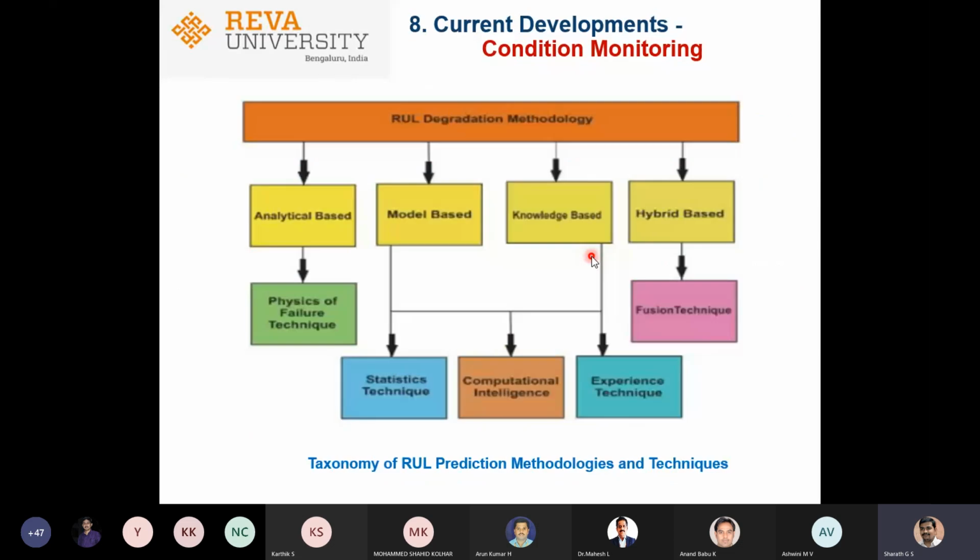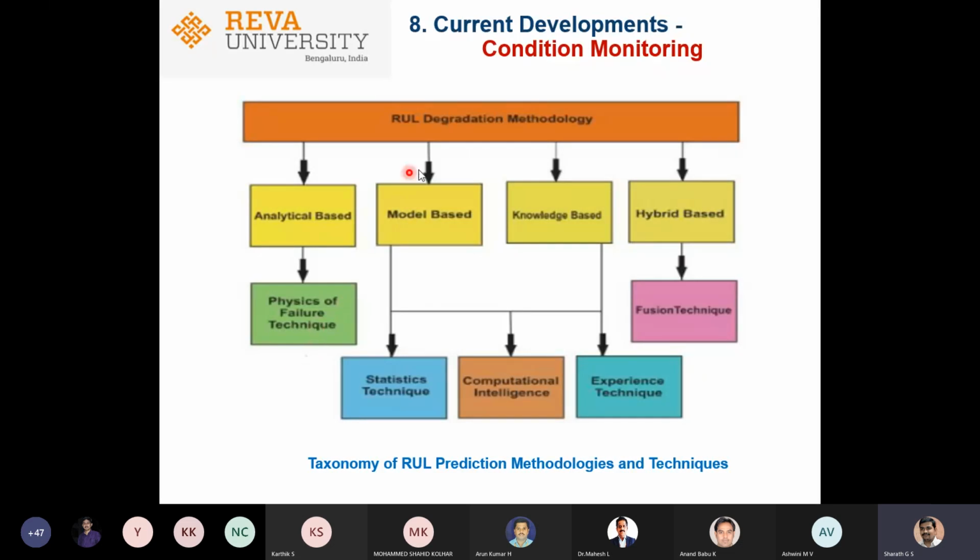If you see, there are four methods which are normally used in condition-based maintenance. One is analytical-based. The other ones are model-based, knowledge-based, and hybrid-based. Analytical-based focuses more on the process data, on the parameters, any changes, any abnormality, any deviations in the parameters. And then it also uses some failure data, which can be obtained from the systems monitoring. This is the physics of failure technique.